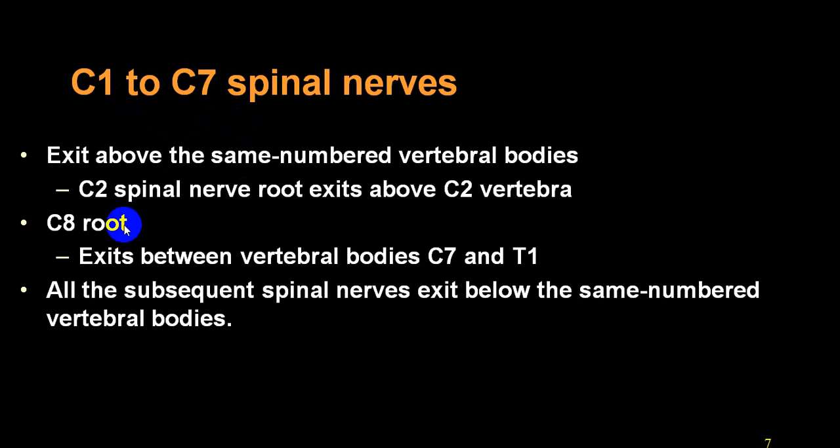The C8 root will now exit below the C7 vertebra, that is between C7 and T1. And then we know that all subsequent spinal roots will be exiting below the same number of vertebral bodies. But the spinal cord will end at the level of T12-L1. So after L1, you will have a cauda equina. And at T12-L1, we will have a conus medullaris. This is as far as the spinal cord is concerned, and this is as far as spinal nerves are concerned.